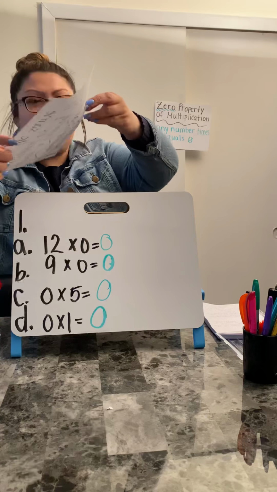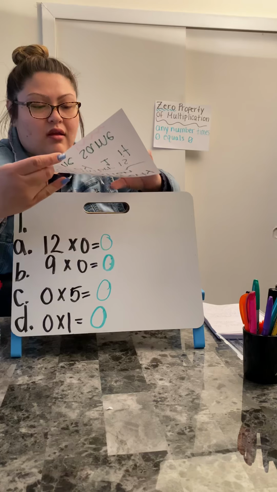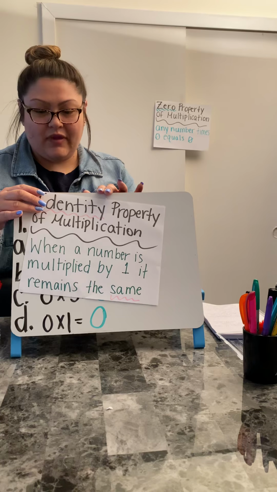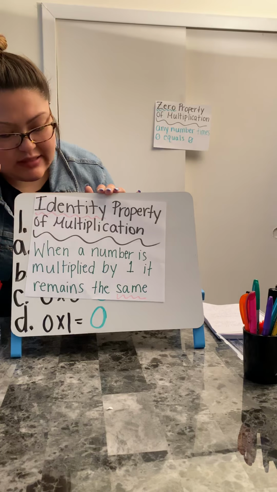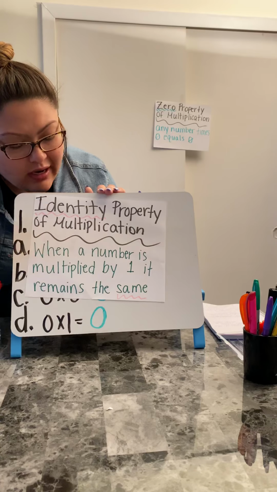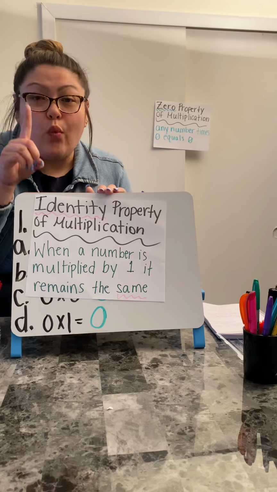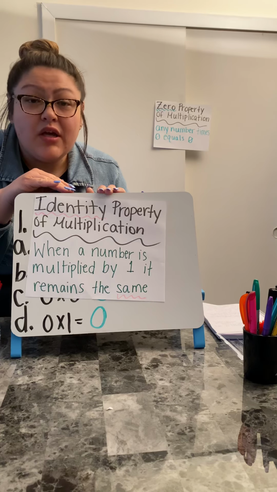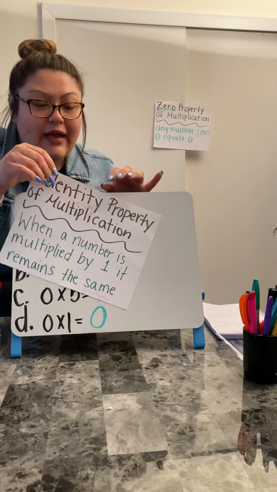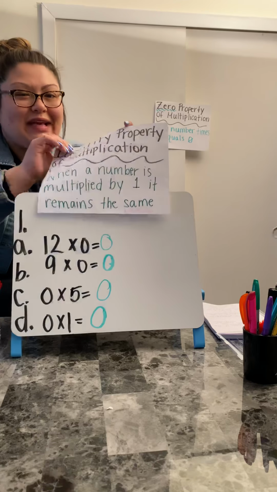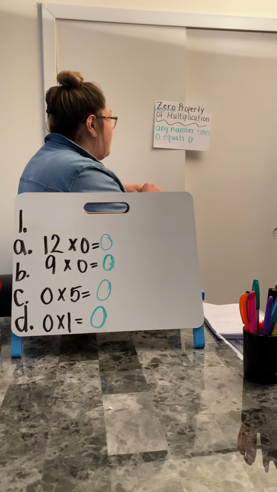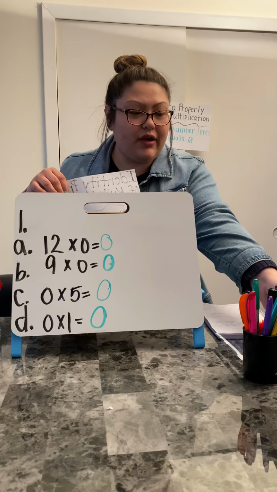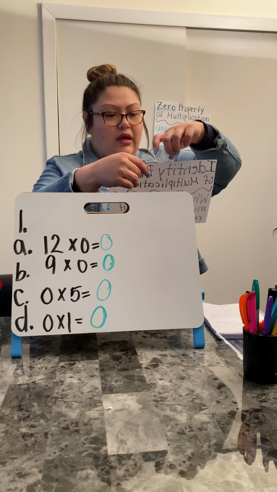All right, let's move on to another easy property. The next property is called the identity property. The identity property says that when a number is multiplied by 1, it stays the same. So when a number is multiplied by 1, it stays the same. Okay, let me take this one up first, and it'll be back here so you can look at it when you need it.